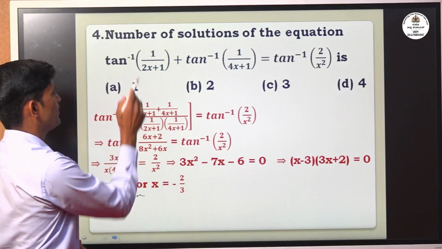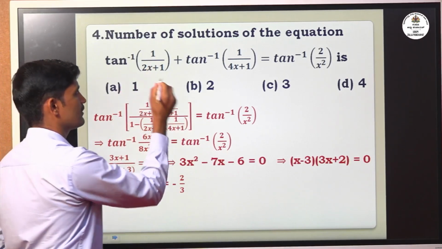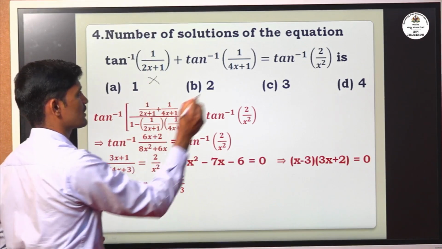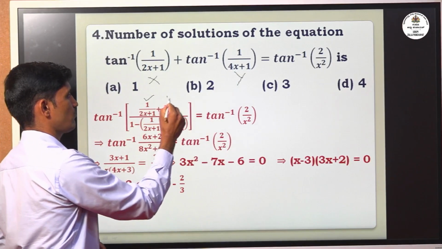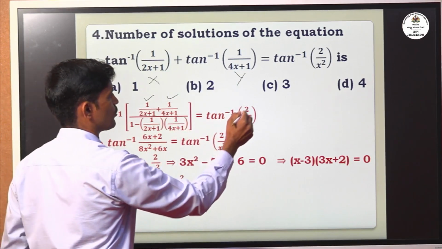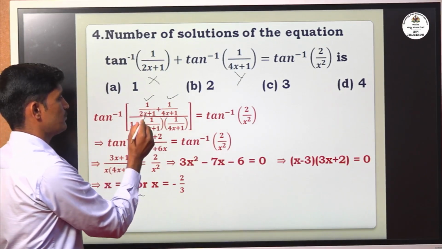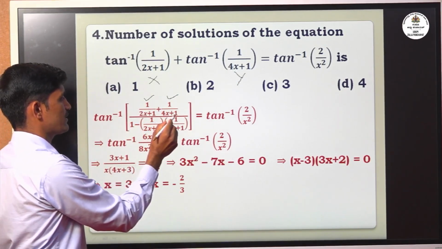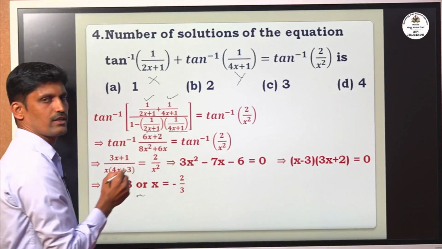This is equal to tan inverse of x, that is 1 by 2x plus 1, plus y, this is y. Tan inverse x plus tan inverse y is equal to tan inverse of x plus y divided by 1 minus x into y, equal to tan inverse of 2 by x square. Now here let us take LCM. 2x plus 1 into 4x plus 1 is LCM. Here in the denominator also 2x plus 1 into 4x plus 1 is the common denominator.